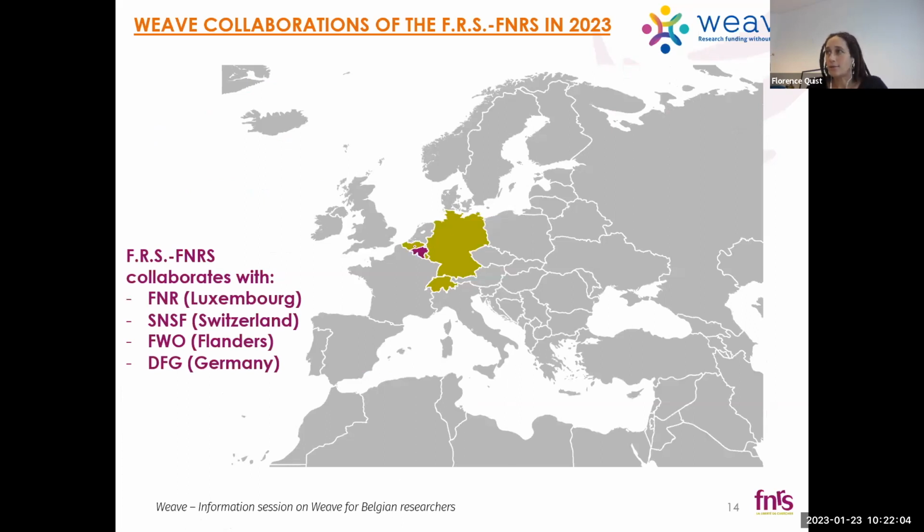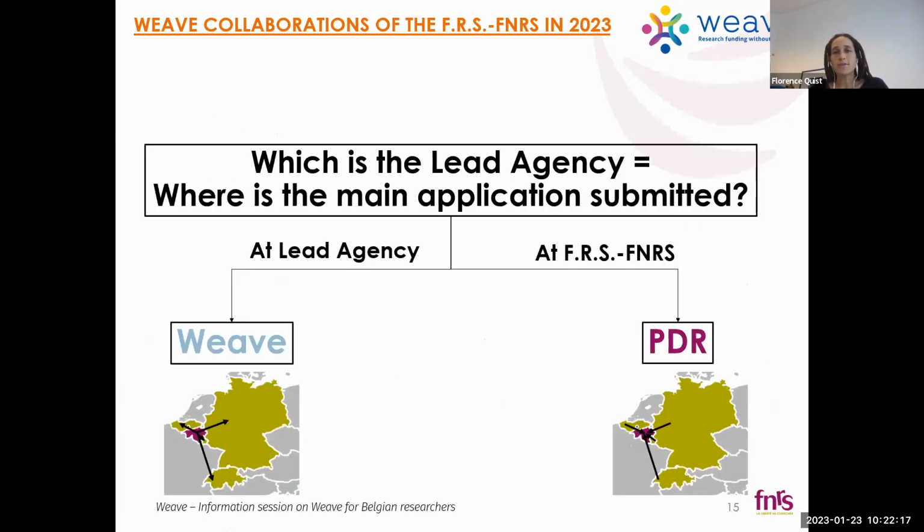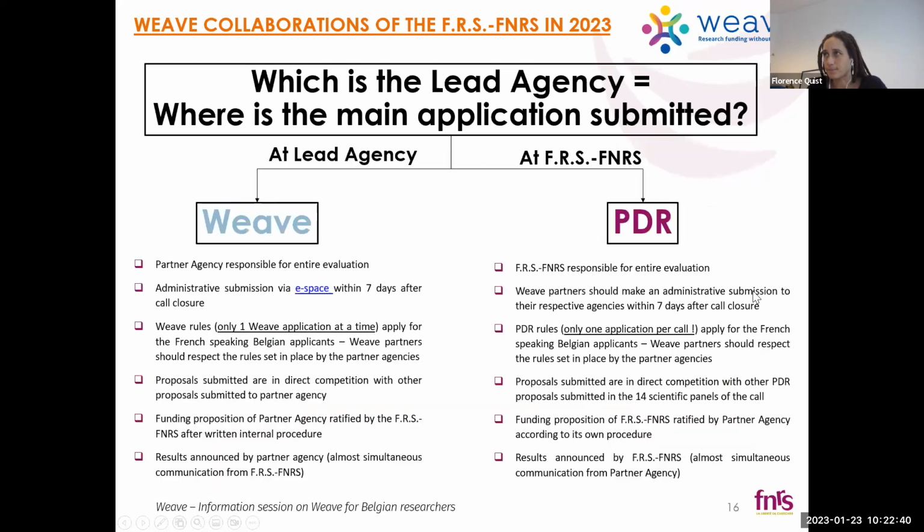This year, the FNRS will collaborate with the same 4 partners. So once again, Luxembourg, FNR, Switzerland, SNSF, FWO Flanders, and DFG Germany. So the first thing you have to ask yourself, and I think Isabelle made a good point of trying to make you understand, is you have to know which is the lead agency. If the lead agency is not the FNRS, then you will apply for a WEAVE project. If the lead agency is the FNRS, then you will apply to a PDR project.